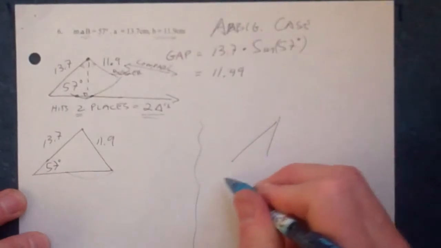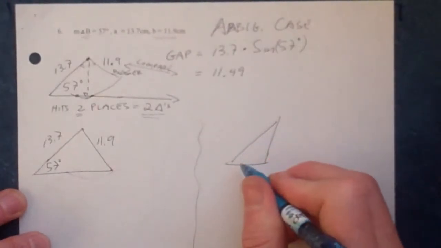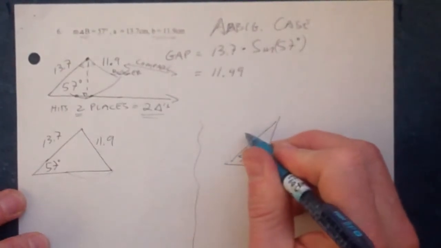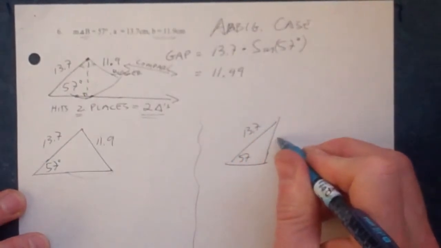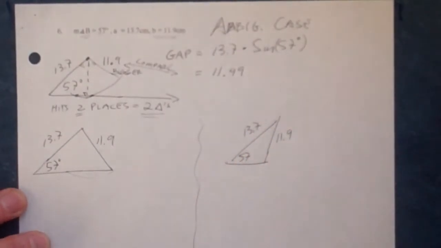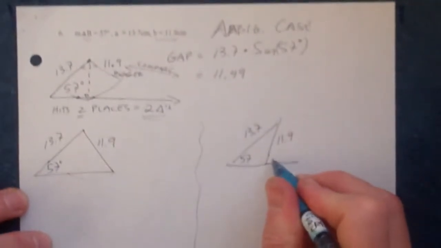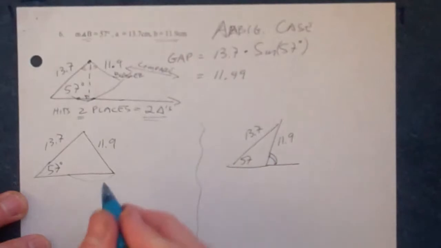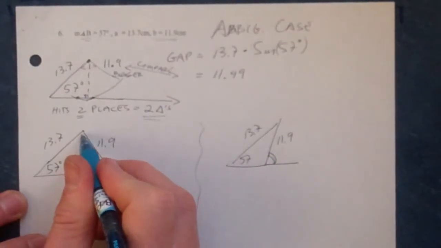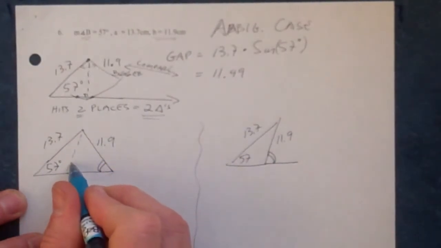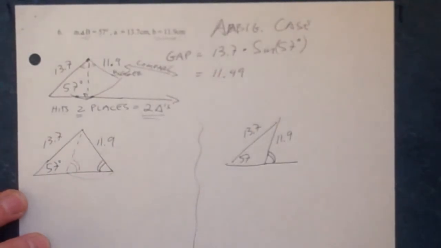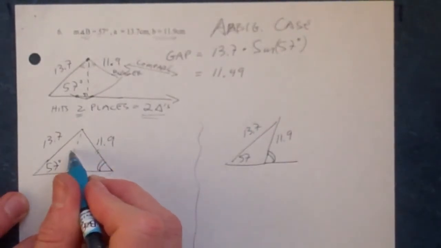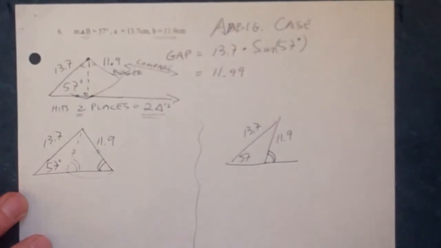And I'm going to draw it like this, so that this is my 57 degrees now, this is my 13.7, and this is my 11.9. The trick is that this angle right here is going to be the same as this angle right here, because as it swings on the inside, this will be an isosceles triangle. All right? I don't want to get it too confusing, but these will be the same length. So that is really important to remember.